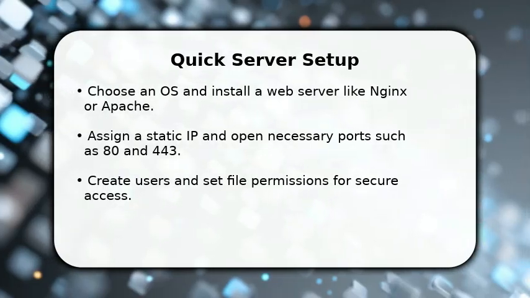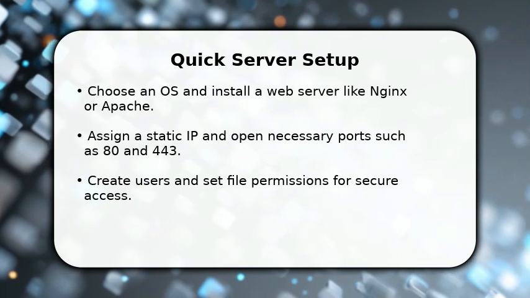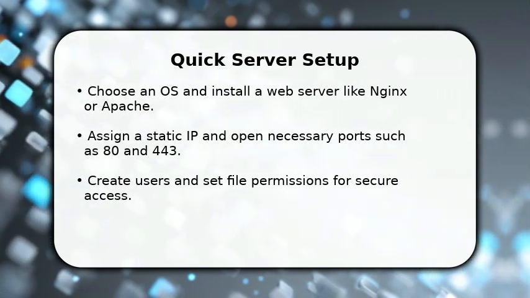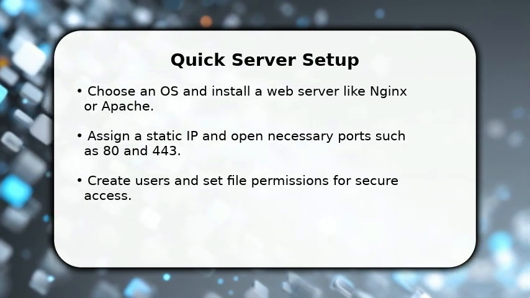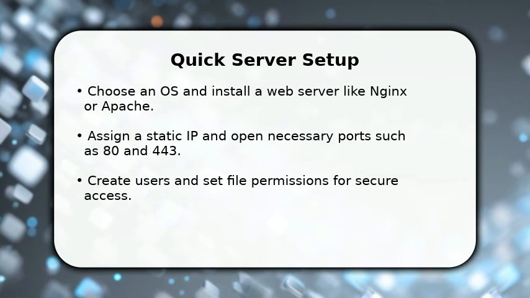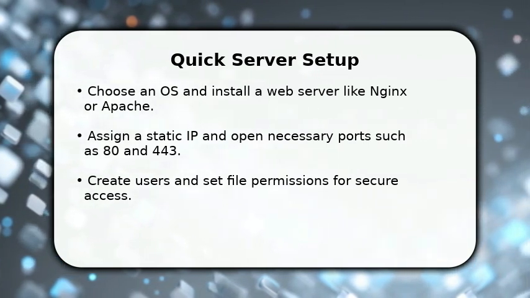In this video, I will explain how to make a network server. Start by selecting an OS and installing Nginx or Apache, then assign a static IP. Configure your firewall to allow ports 80 and 443 and set up SSH keys.